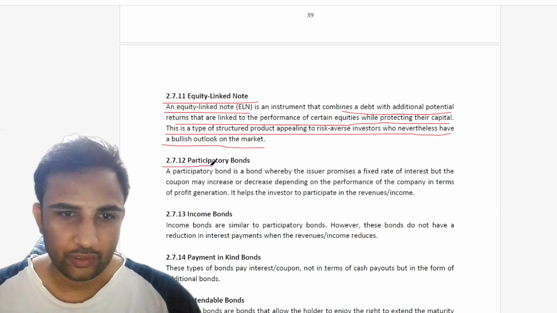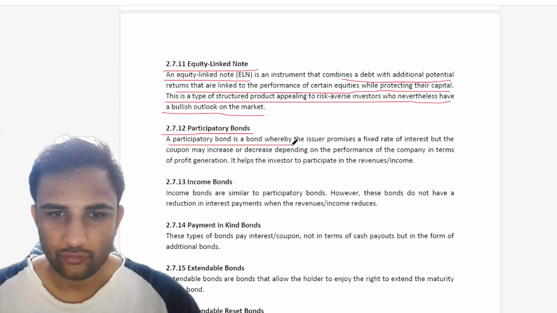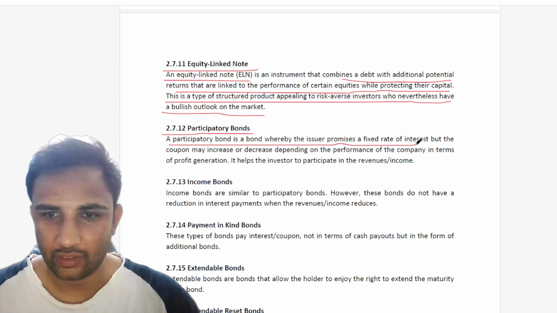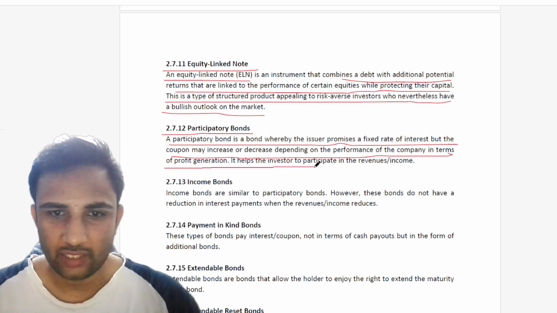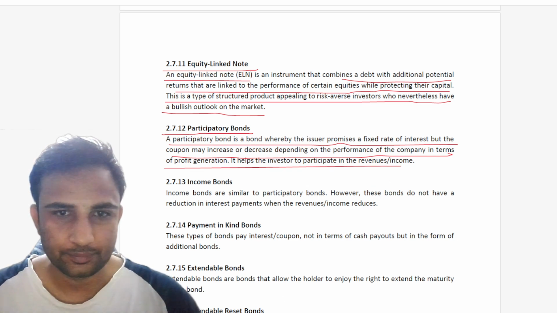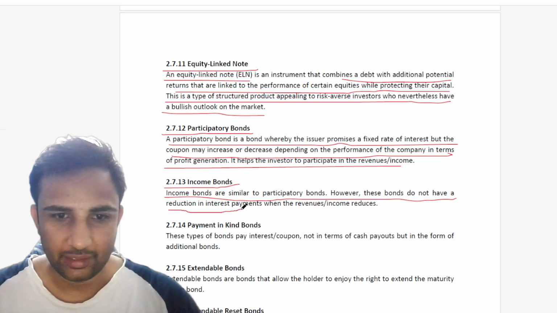Chapter 2.7.12 Participatory Bonds. A participatory bond is a bond whereby the issuer promises a fixed rate of interest, but the coupon may increase or decrease depending on the performance of the company in terms of profit generation. It helps the investor to participate in the revenues or income. Chapter 2.7.13 Income Bonds. Income bonds are similar to participatory bonds. However, these bonds do not have a reduction in interest payments when the revenues or income reduces.